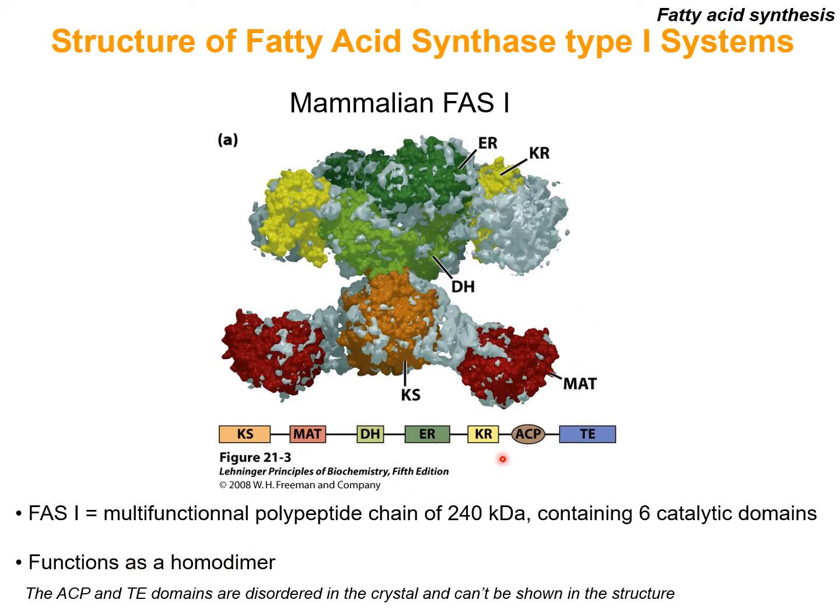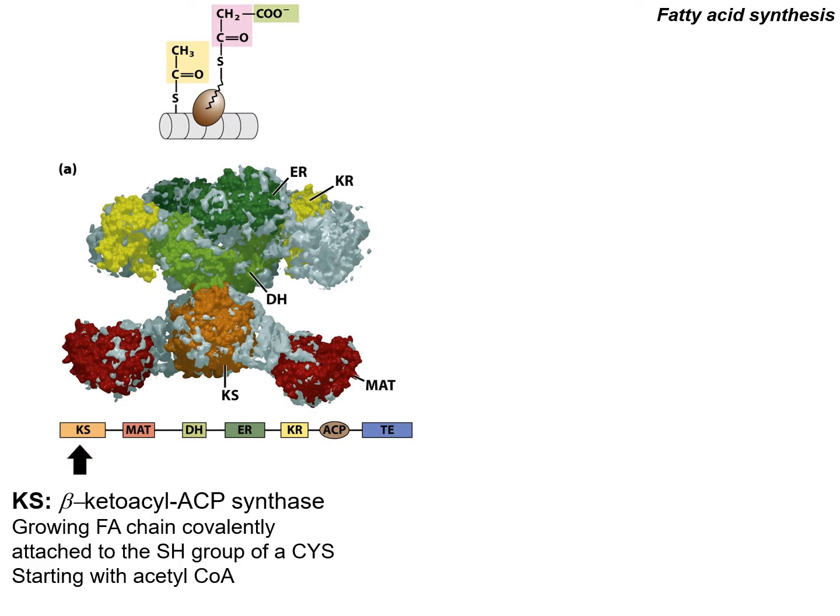So these each will be helpful in conjugating malonyl-CoA and acetyl-CoA covalently onto the enzyme, and each of these domains will also carry out the 4 different steps that I've mentioned. But what I would like to point out is 2 specific domains here. This is the beta-ketoacyl synthase, where the growing fatty acid chain is covalently attached. You can see it sort of sticking out here.